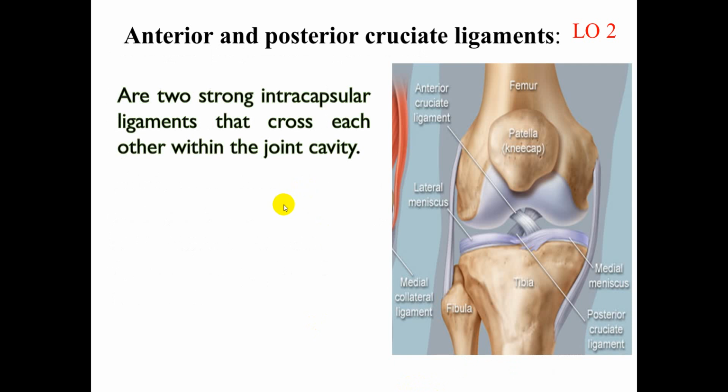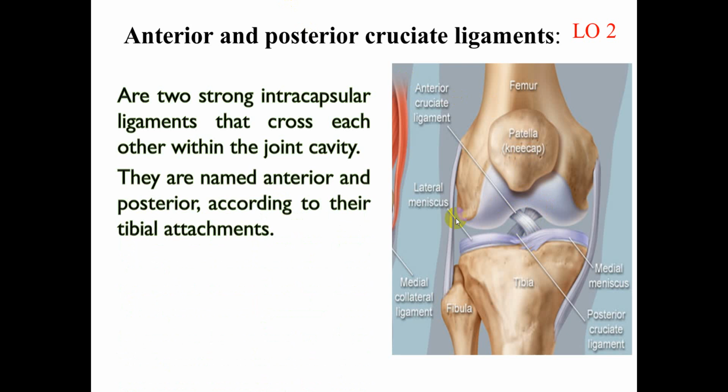Regarding the intracapsular ligaments, we have the anterior and posterior cruciate ligaments, which are two strong ligaments that cross each other within the joint cavity, inside the capsule. They are named anterior and posterior depending on their tibial attachment. The one attached anteriorly on the tibia is called the anterior cruciate ligament, and the one attached to the posterior aspect of the tibia is named the posterior cruciate ligament.